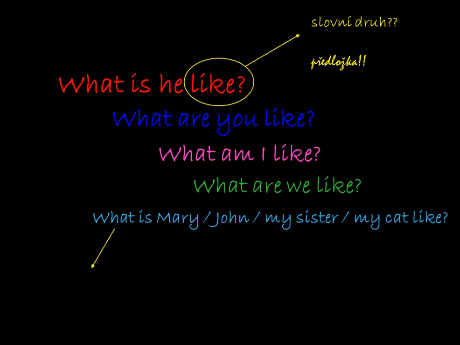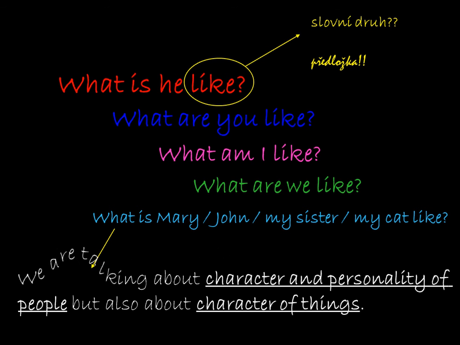And once more, I am going to repeat it. We are talking about character and personality of people, but also about character of things. Okay, now we will move on to some more explanations. We are going back to our example. What is he like? I put there some more colors and let's think about it. How can we translate this sentence to Czech? I will give you a few seconds to think about it.